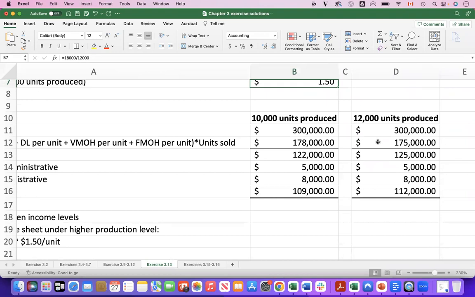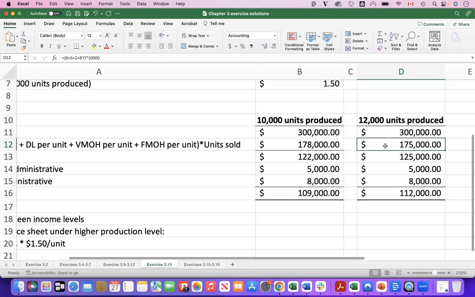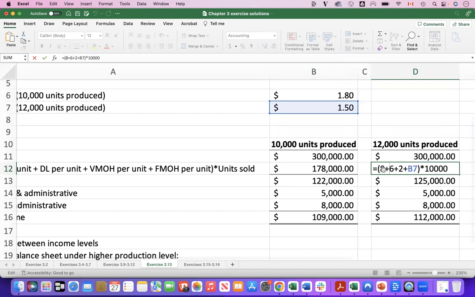Now, what doesn't change, obviously, is sales. Sales is still going to be $300,000 because it's simply the number of units sold times the sales price of $30. The only difference, or the first difference, I should say, for our income statement at 12,000 units produced is the cost of goods sold. We follow the same formula. It's direct materials per unit, which was $8, plus direct labor per unit, which was $6, plus variable manufacturing overhead, which was $2. So those numbers stay the same.